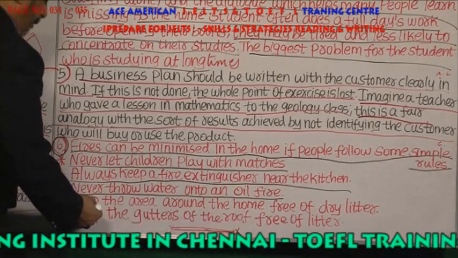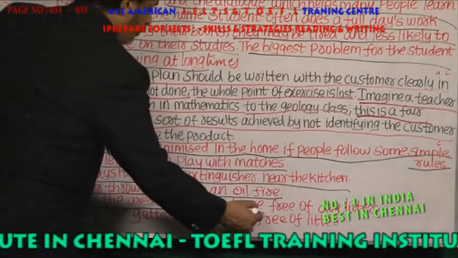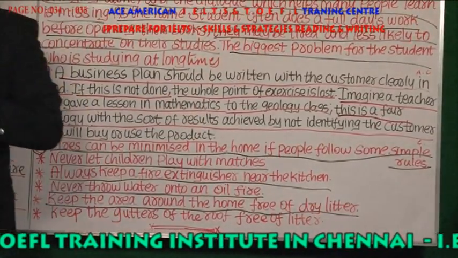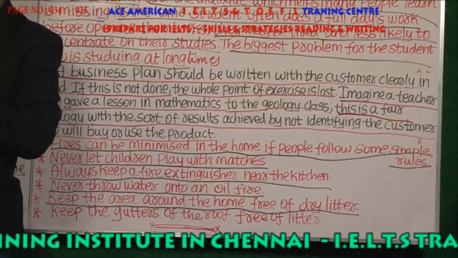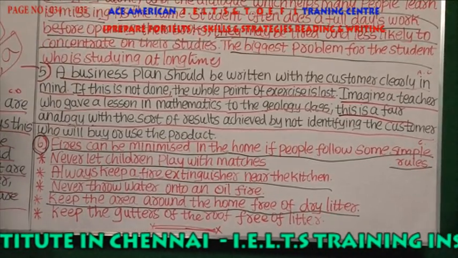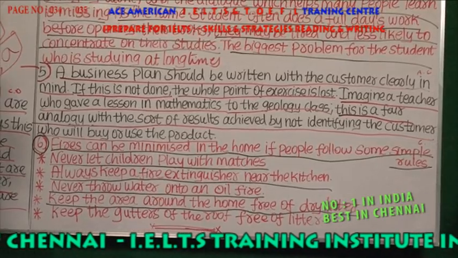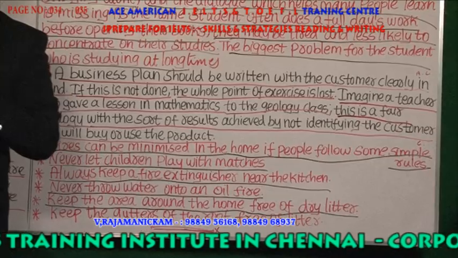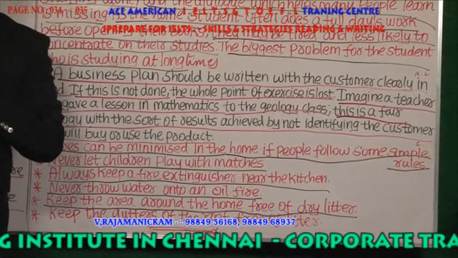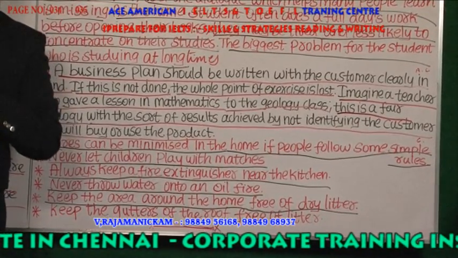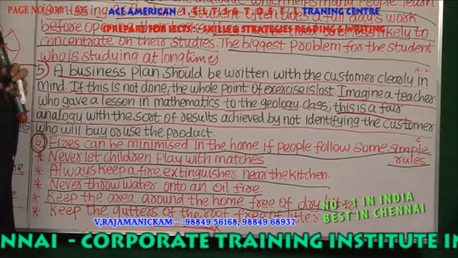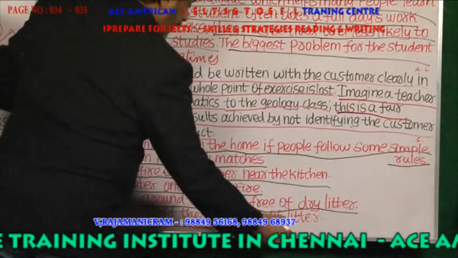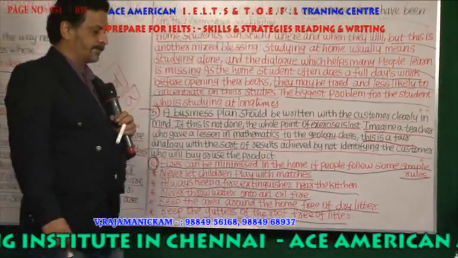keep the area around the home free of dry litter. What do you mean by litter, sir? Any object which can easily catch fire. So keep the area around the home free of dry litter. Dry litter means it can immediately catch fire. So don't keep any dry litter around your home. Next, keep the gutters of the roof free of litter. Gutter. What do you mean by gutter?